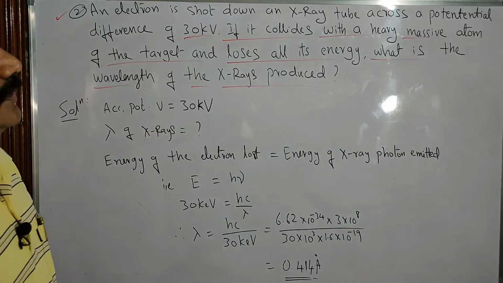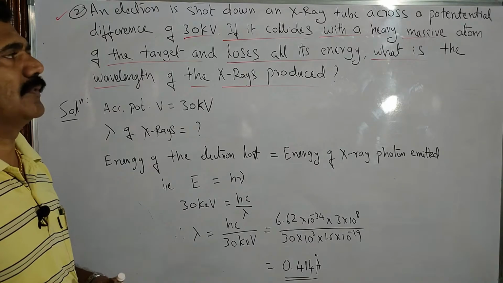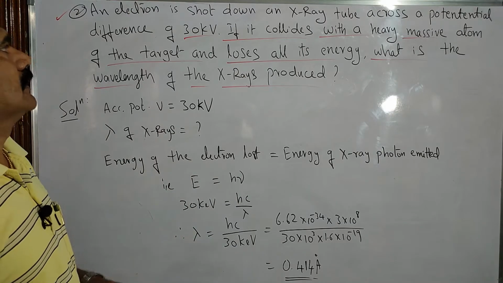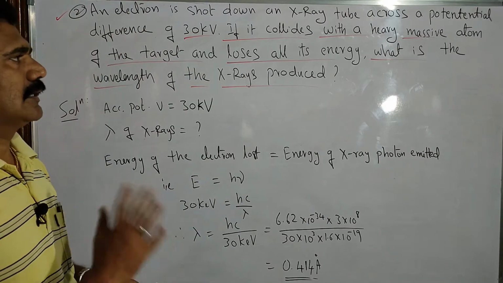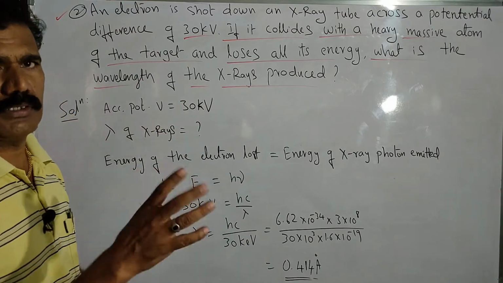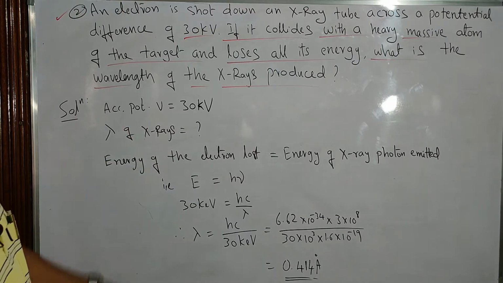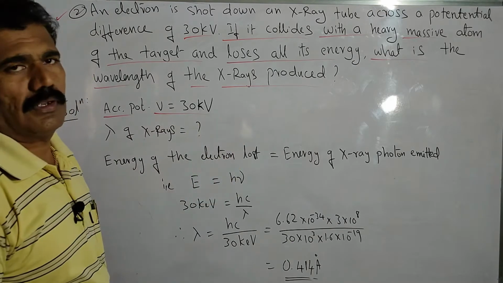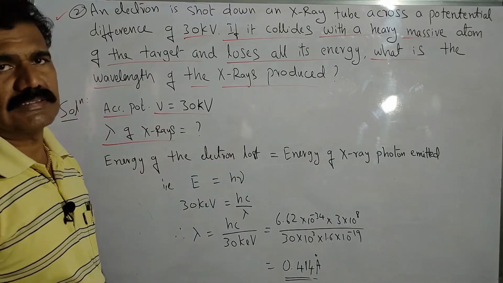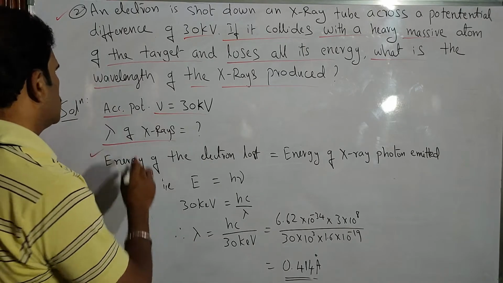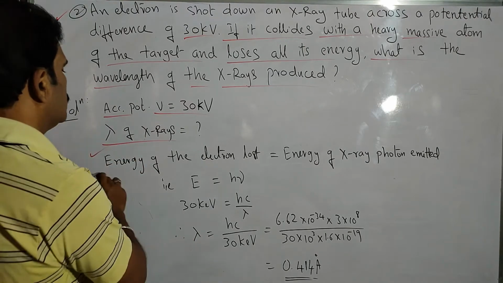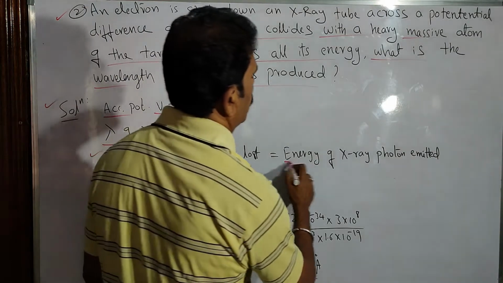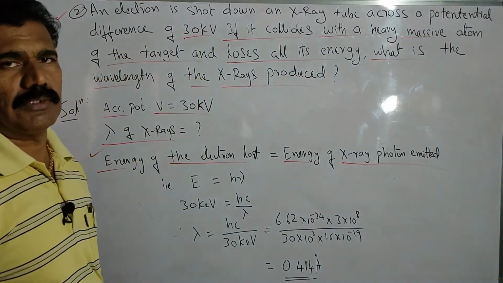Now to produce X-rays, how does the energy transmission take place from the accelerated electron to the target atom? Interaction between the accelerated electron and the target atom takes place here to produce X-rays of certain energy. Now in the solution part, note down the value of accelerating potential V is equal to 30 kilovolts, and it is asked to calculate the wavelength of the X-rays produced in the tube. The concept here is just to match the energy. The energy lost by the incident electron must be equal to the energy of the X-ray photon emitted, isn't it?